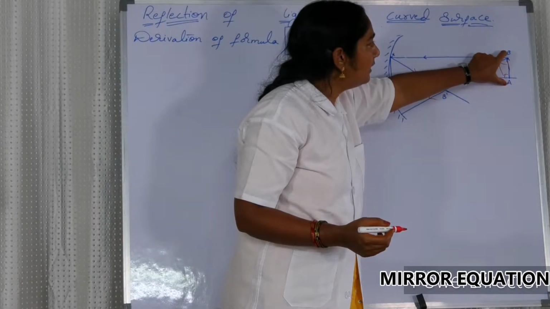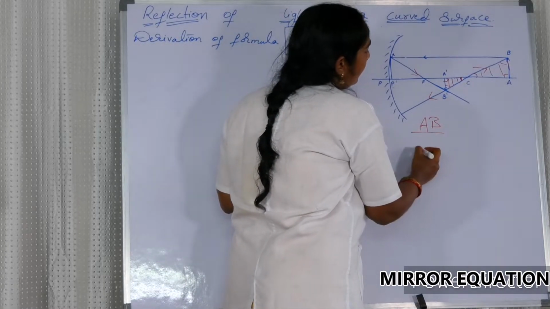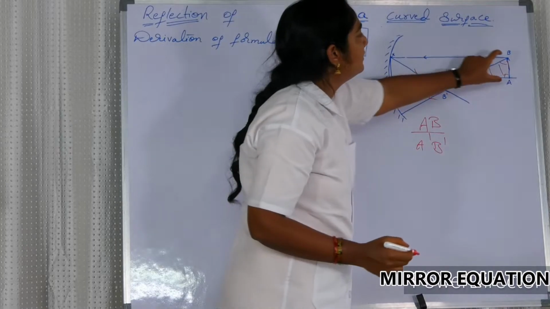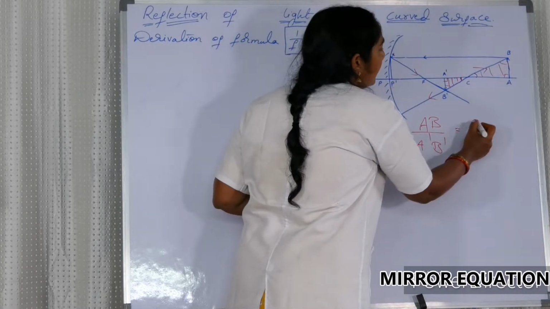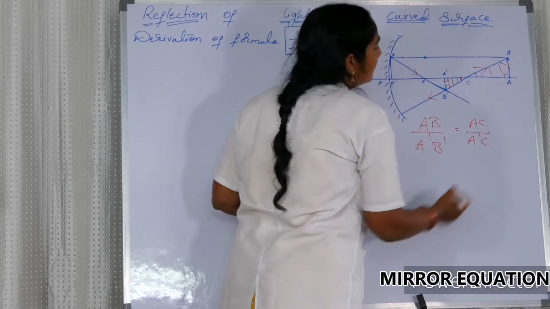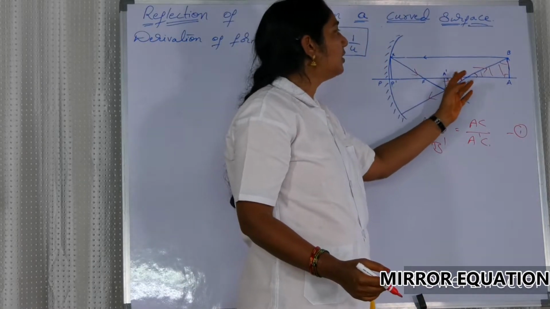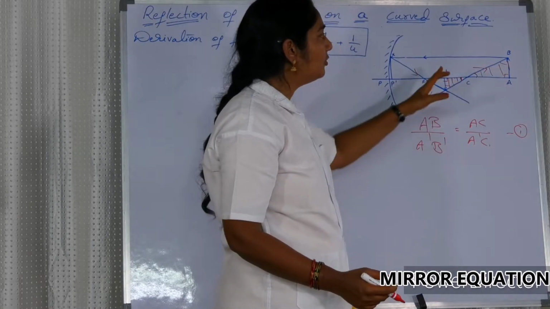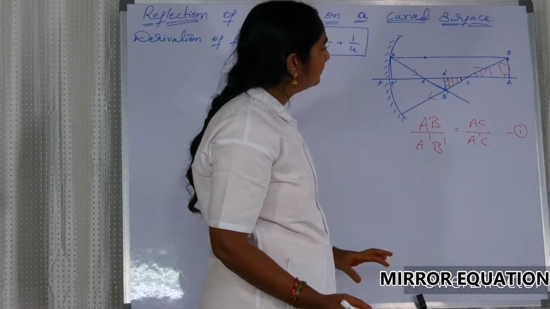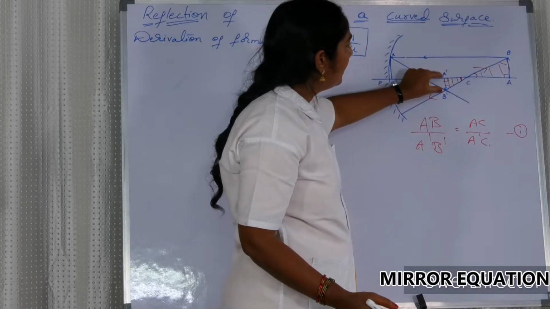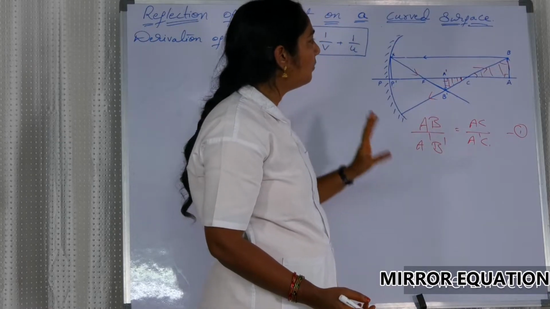Means this side by this side, AB by A dash B dash, is equal to this side by this side, means AC by A dash C. This is equation number 1. We are just using the concept of similar triangles. When two triangles are similar, the ratio of the corresponding sides are equal. So AB by A dash B dash is equal to AC by A dash C. This is equation number 1.